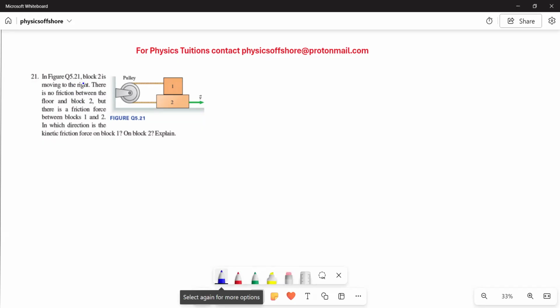In figure 5.21, block 2 is moving to the right. There is no friction between the floor and block 2, but there is a friction force between blocks 1 and 2. In which direction is the kinetic friction force on block 1? On block 2, explain.